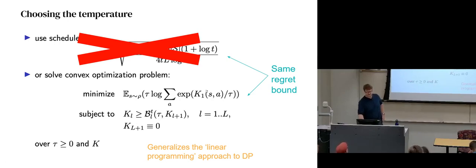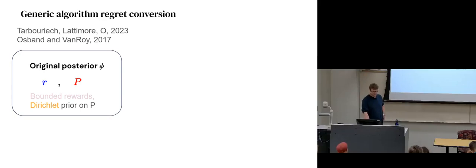And this is a generalization of the linear programming approach to dynamic programming, where now, rather than just being risk neutral, we've given the agent some risk-seeking utility function, and that changes the convex optimization problem to get the value functions. But it's basically the same idea. Okay, so that's how we're going to do it.